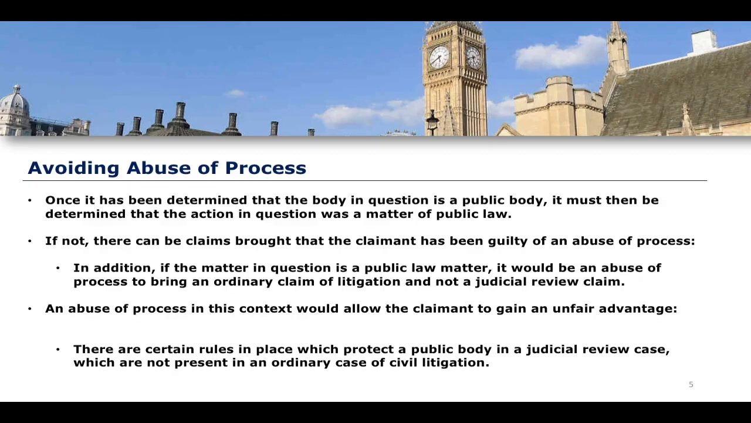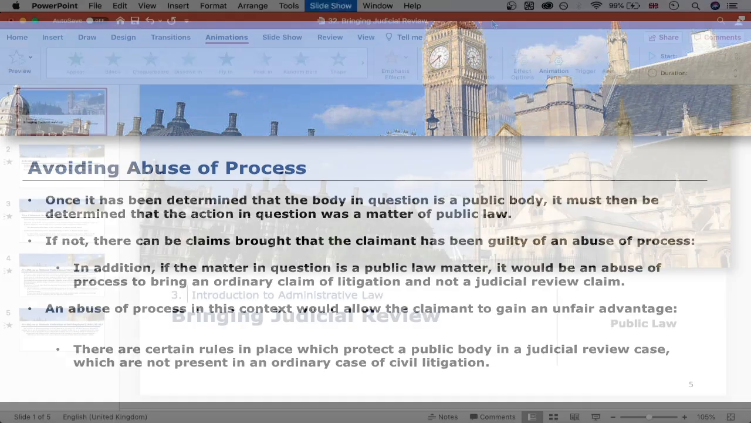So basically, there are specific things in place which are essentially tailor-made for judicial review claims. So it would be an abuse of process, and essentially a claimant trying to gain an unfair advantage, if they could have brought a judicial review claim, and it would have been most appropriate to do so, but instead they go for civil litigation as an alternative.